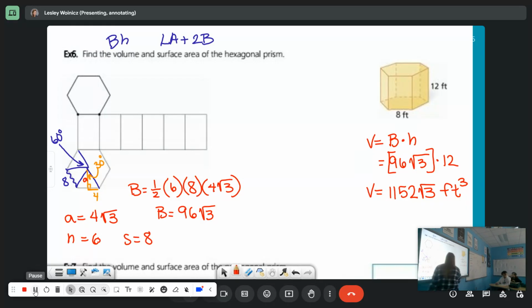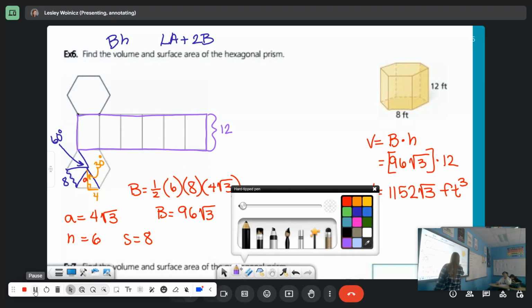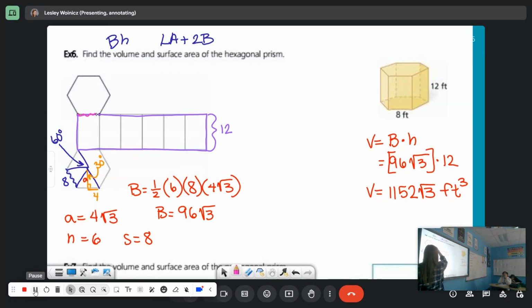Okay, now our surface area has two of the big B's, and then it also has this rectangle. Tell me what this dimension on my rectangle is. 12. This is the height of my prism. Okay, so each of those is 8. 8, 8, 8, 8, 8. How many of these do I have? 6. I have 6 times 8.